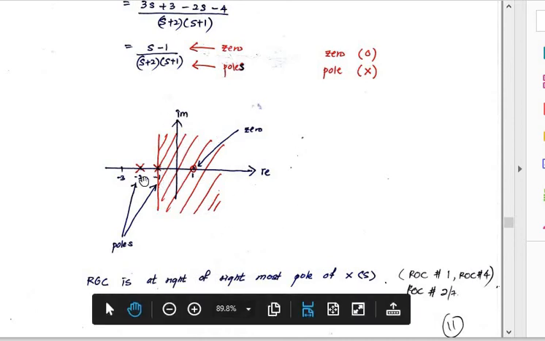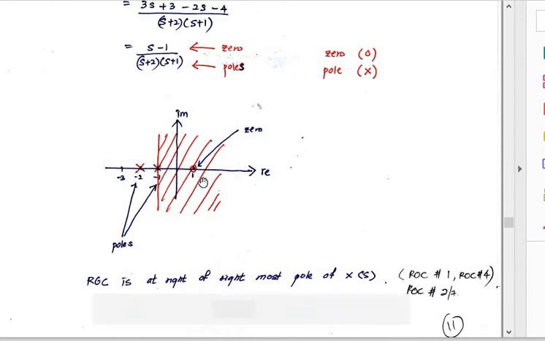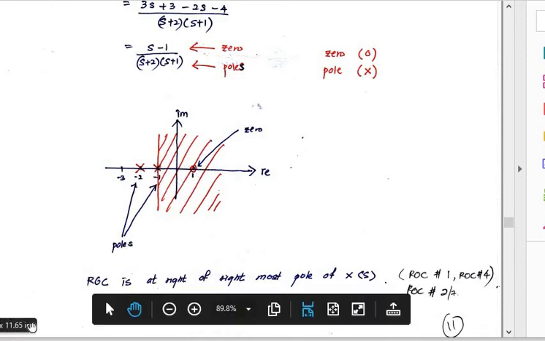Then you sketch it. This is the sketching part, the ROC part. Hope you can understand. By combining those properties of the ROC, you know how to plot your ROC.